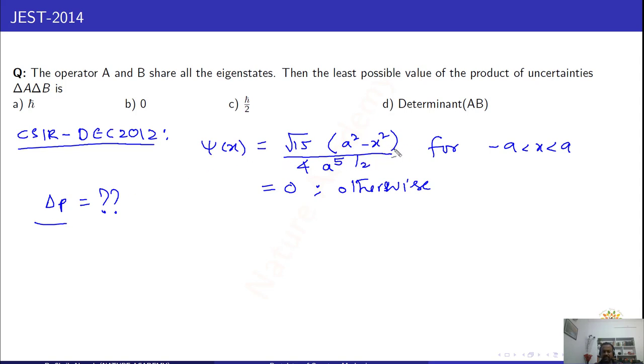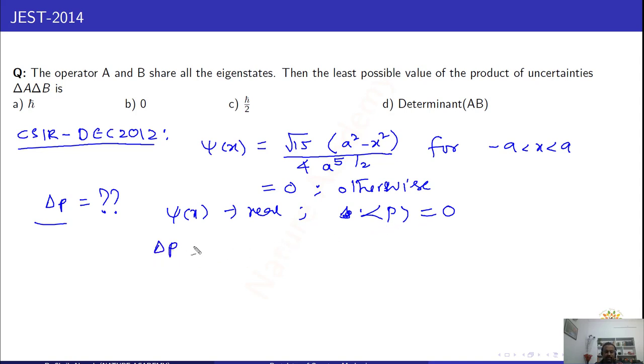You can check it. There is no imaginary term. Since the given wave function psi of x is real, the expectation value of momentum p will be 0. If the expectation value of p is 0, what is the formula actually?